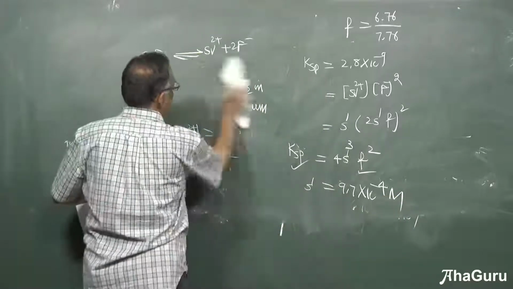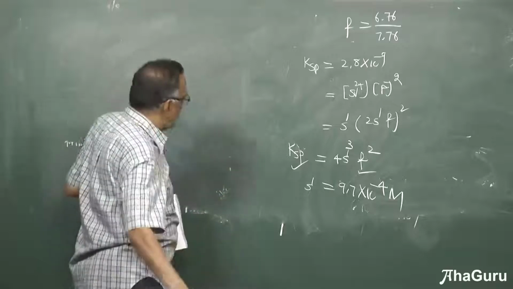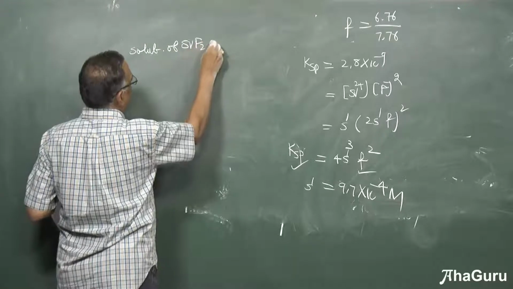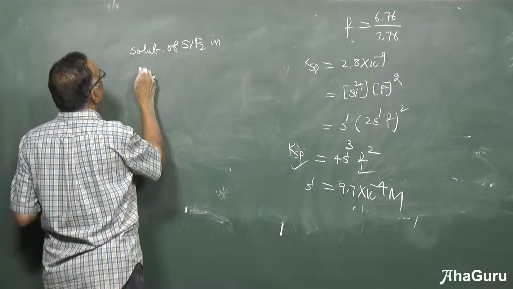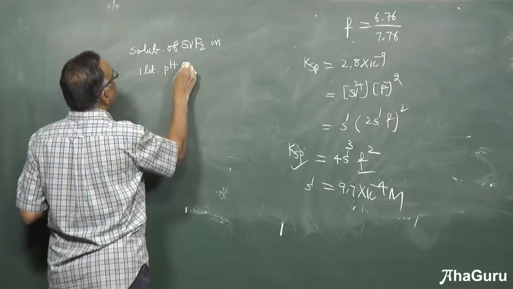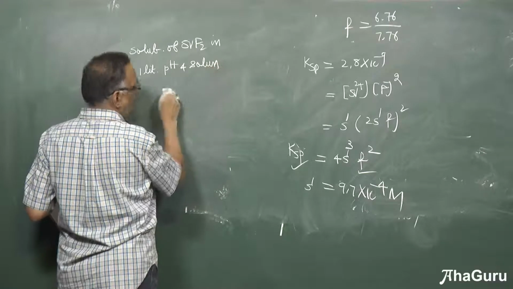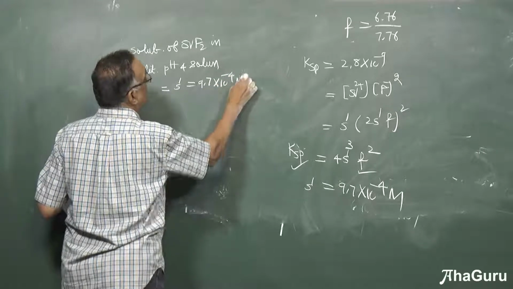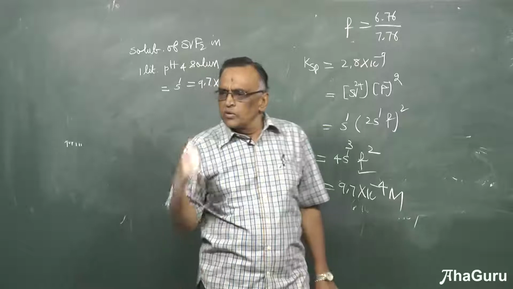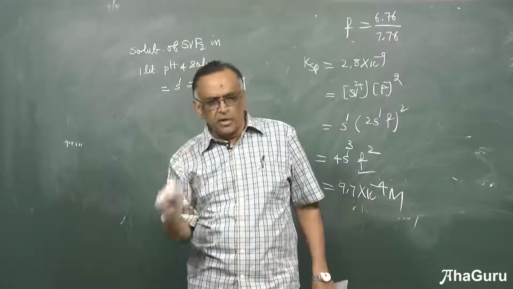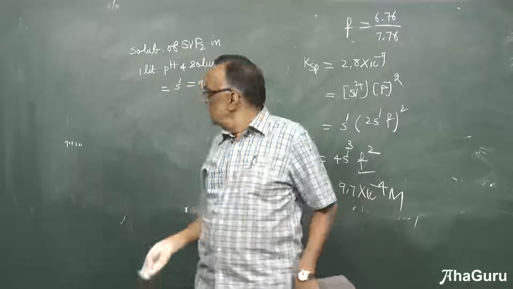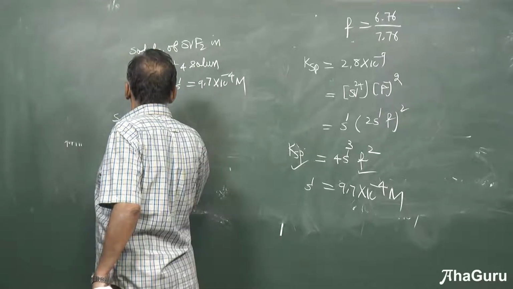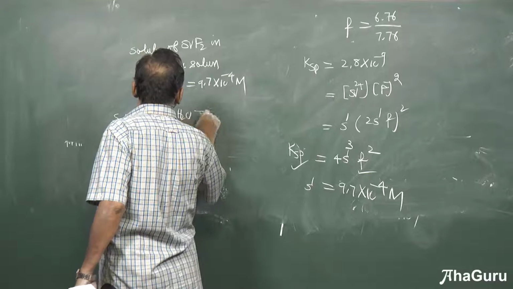So what is the conclusion? The solubility of SrF2 in 1 liter of pH 4 solution is S dash, which is equal to 9.7 into 10 power minus 4 molar. What did you observe in the beginning of this particular subtopic? Solubility is more. Calculate the solubility of SrF2 in pure water. In water alone, what is it? How do you calculate it?